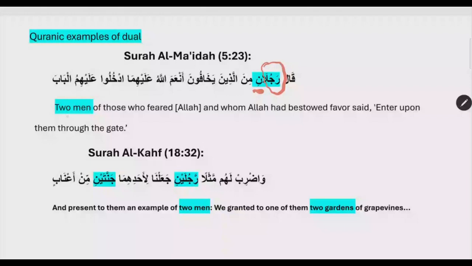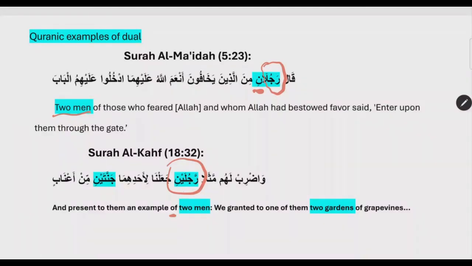Right? And then if you look at this example here now, وَاضْرِبْ لَهُمْ مَثَلًا رَجُلَيْنِ. So, and present to them an example of two men. Now, can you see this, of two men? It's almost like an idafa construction where the second noun becomes genitive in case because of the idafa construction. And like I told you, don't worry about the idafa for now, but this is another example of a genitive form, and we'll understand it better when we've done the idafa construction.